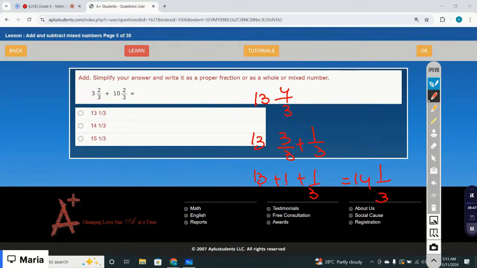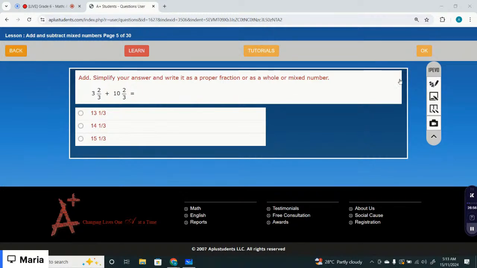Got it? The correct option is 14, 13 whole 4 over 3. Okay, you can complete the lesson by yourself later today. Let me just move on to the next lesson.